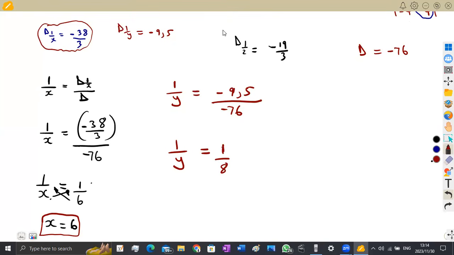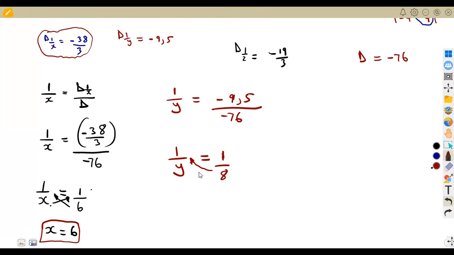So how now am I going to find the value of y? We can just cross multiply by 8 and y here. So y times 1, which is y, is equal to 8 times 1, which is 8. So we are obtaining exactly the value of y, which is y equal to 8.